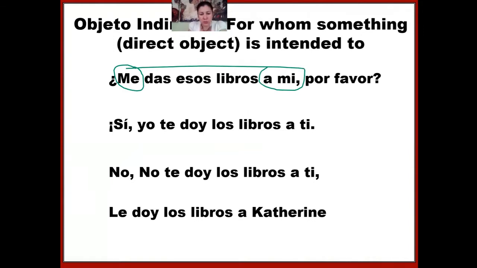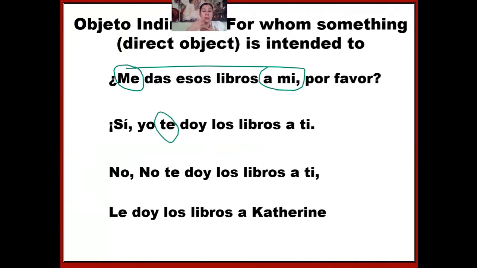Let's do this exercise with the other sentences. The answer to the question, ¿me das esos libros a mí, por favor?, would you give me those books, please? And for me, to me, and then the answer is yes, I'll give them to you. So see, I'm giving them to you now.